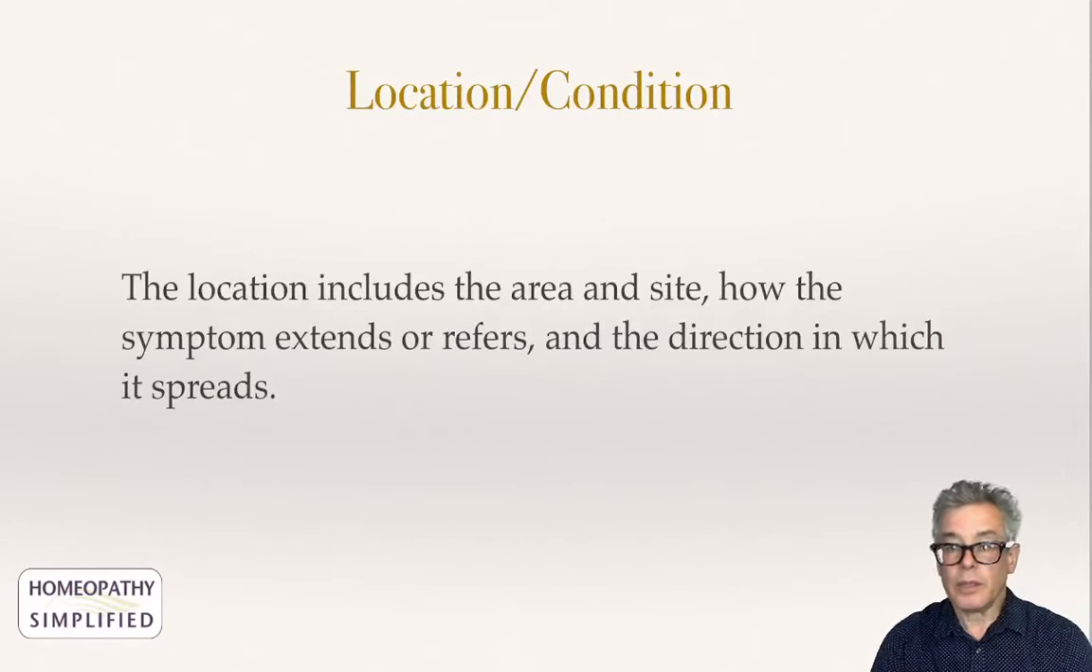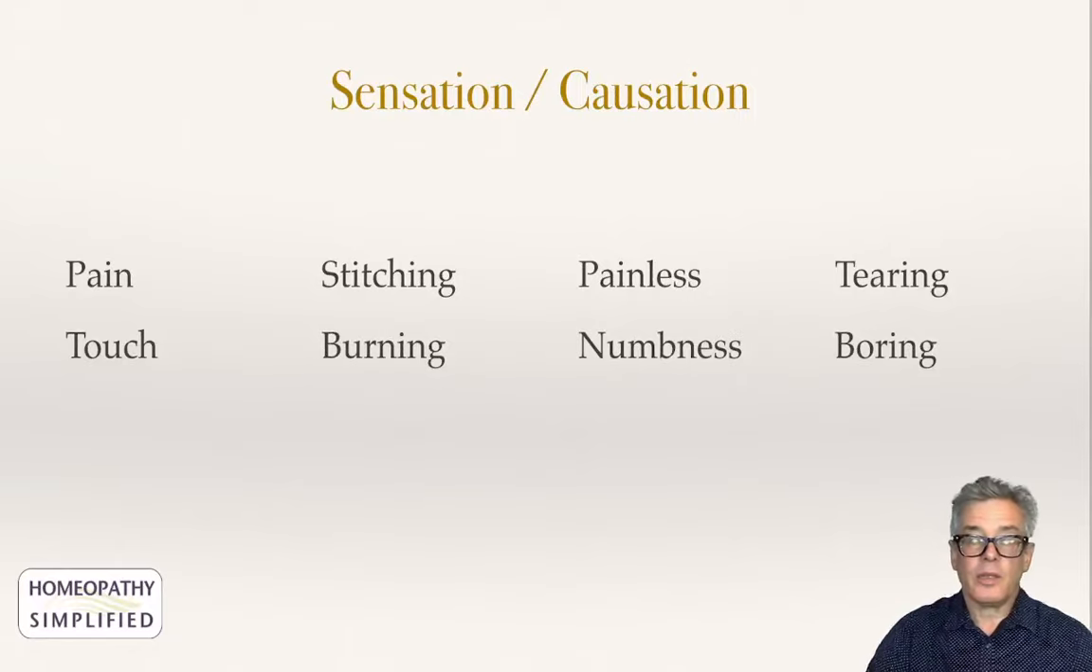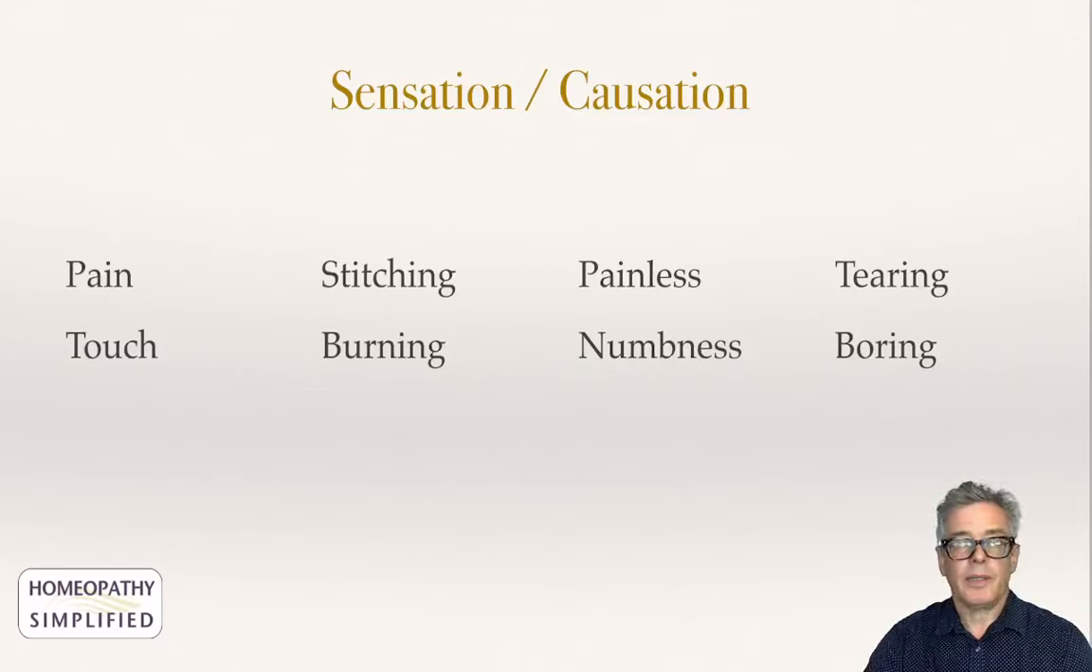So a location or condition is the area and site, how the symptom extends or refers, and the direction in which it goes, or whether it stays in one spot. Sensation and causation are very simple. What is the pain? Is it better for touch? Does it get painful when you touch? Is it stitching, burning? Is there painlessness where you would expect some pain? Is there numbness? Is there a type of pain: tearing, boring, stitching? Those are all types of pain. Aching could be described commonly.